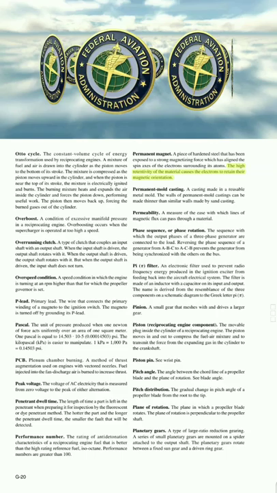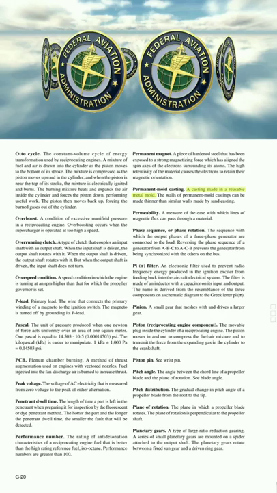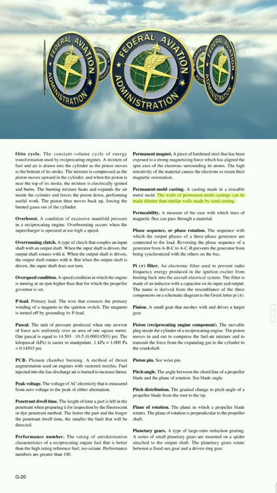Permanent mold casting. A casting made in a reusable metal mold. The walls of permanent mold castings can be made thinner than similar walls made by sand casting. Permeability. A measure of the ease with which lines of magnetic flux can pass through a material.